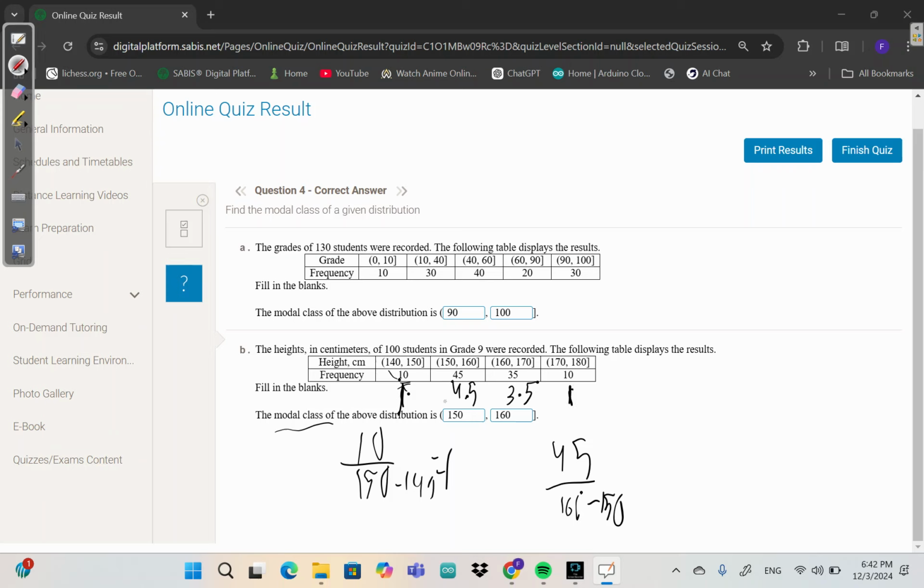Okay. So we also look at the biggest number. Here it's 4.5, which is for 150 to 160. So that's our modal class. That's it. 150 to 160.